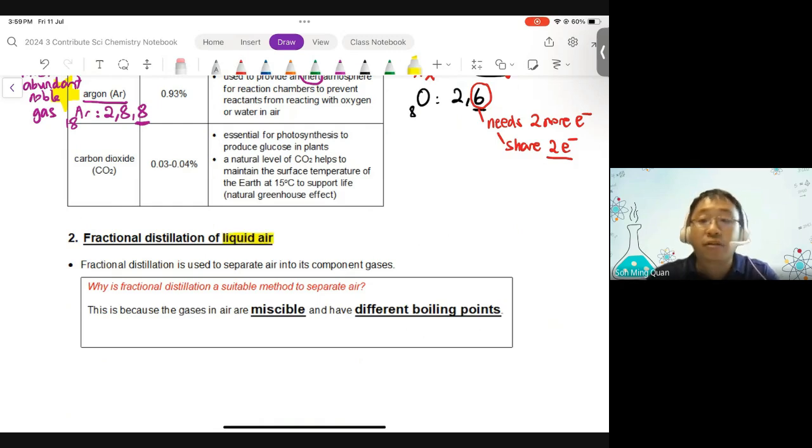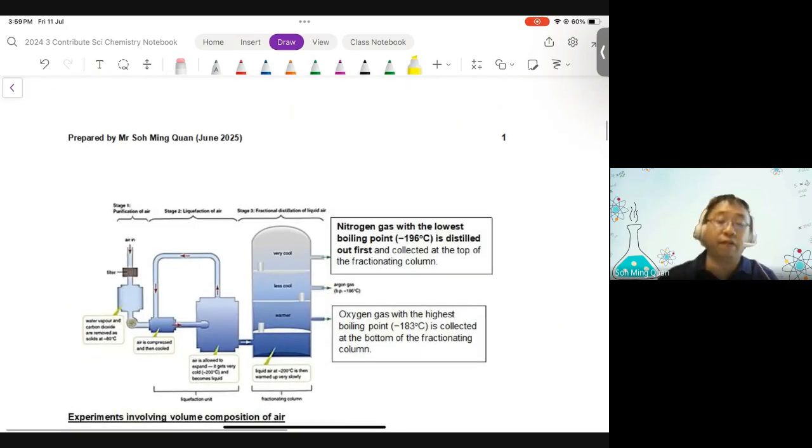Now, why is fractional distillation still a suitable method to separate air? And this is because the gases in air are miscible, they can mix together, and they have different boiling points. So now let's move to the next page where you will see the different boiling points. We don't have to memorize the boiling points, neither do you have to memorize the order. Okay, if need be, the question will provide you with the boiling points of the gases.